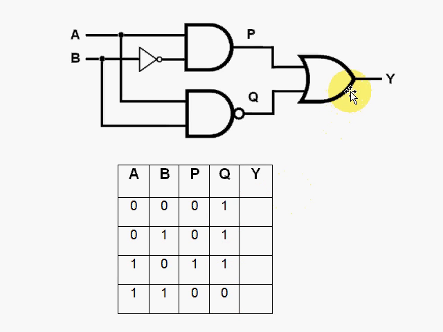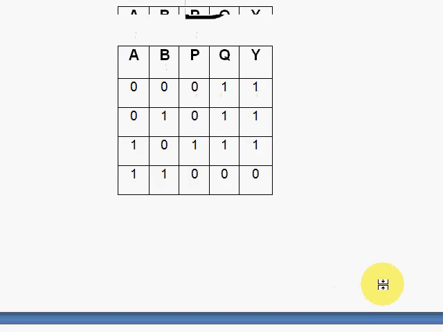And then for OR, if P is 1, we're good. If Q is 1, we're good. And if both P and Q are 1, we're still good. That's what OR means. So here Q is 1, we're good. We're good. We're good. And here, 0.